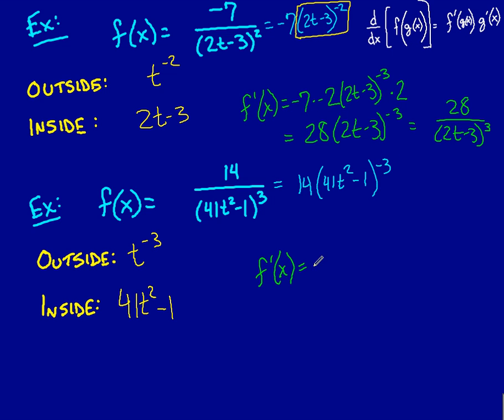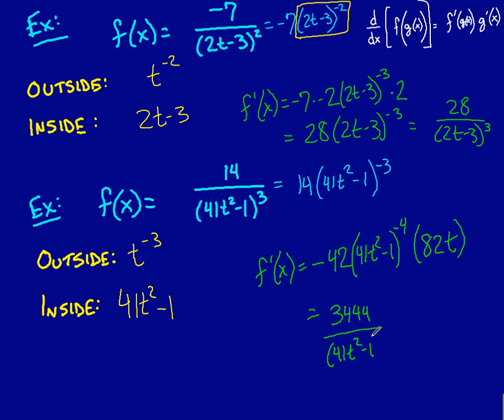So when I bring that negative 3 out in front, 3 times 14, excuse me, should give you a 42. So negative 42. I keep the inside the same, because it's with respect to the inside, and I lower my exponent by 1, times derivative of the inside, which would be 82t. I would then simplify that by doing whatever 42 times 82 is. So this should become 3444, and then this can go on the bottom, which would be as 41t squared minus 1 to the positive 4th power once it's on the bottom.